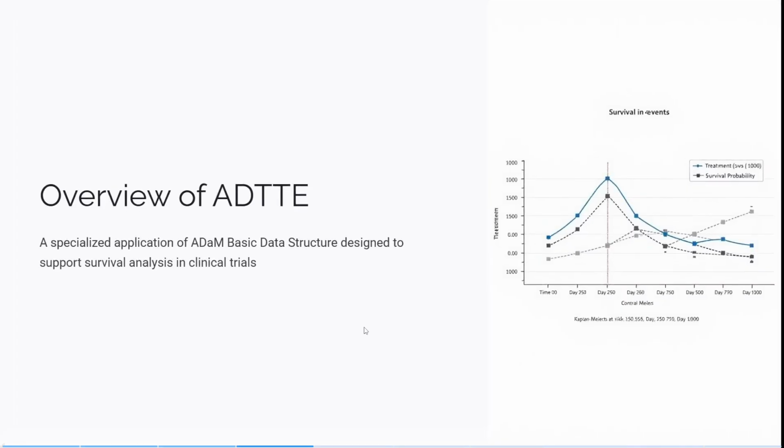The overview of ADTTE: a specialized application of the ADaM basic data structure. It is designed to support survival analysis in clinical trials. It will have the standard variables like treatment TRT01P, TRTP, PARAM, and AVAL, along with the timing variables and the traceability variables. There are also some specific variables for ADTTE, that is the start date, censor, and event descriptions. Those will be discussed in later slides.